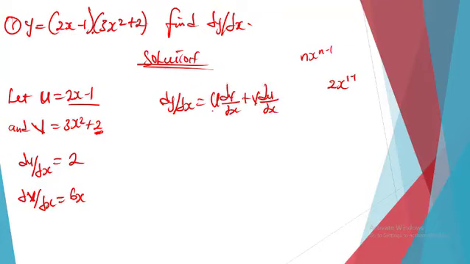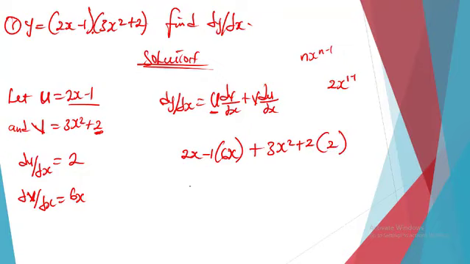Our u, which is the first thing, is 2x minus 1 times dv over dx. What's our dv over dx? dv over dx is 6x. Then plus our v, which is 3x squared plus 2, times what? Our du over dx, which is 2.